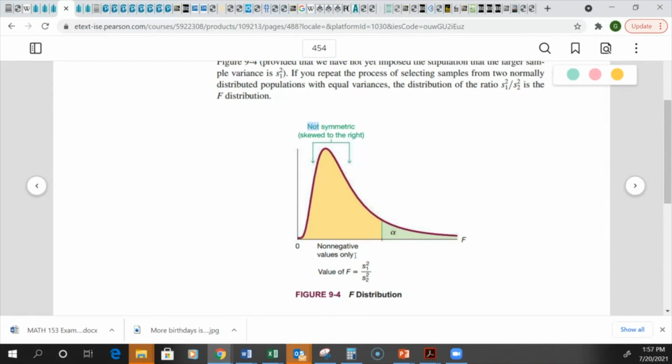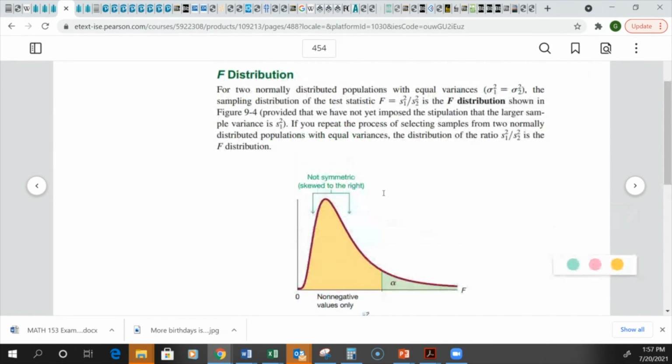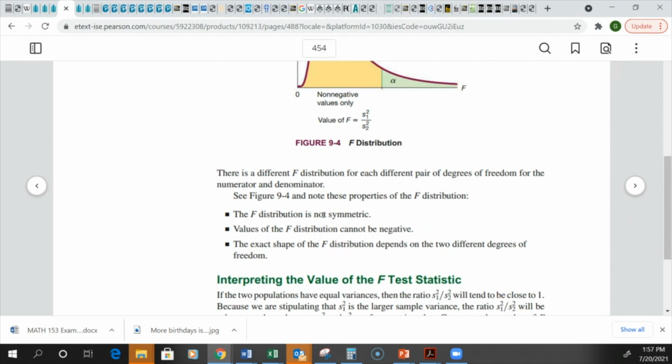And this is kind of flat because there aren't any values that are fractions. It starts right at 1 because S1 is always bigger than S2. And so if you divide, you get something at least 1 or bigger. And they mention that it's not symmetric, can't be negative, can't even be less than 1. And it actually depends on 2 different degrees of freedom.